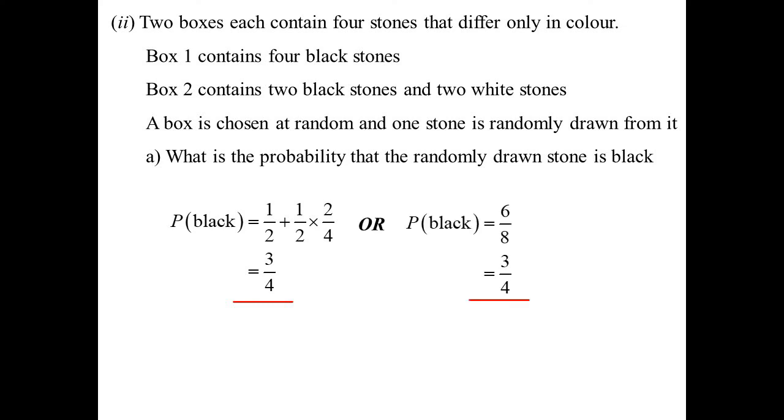Of course, the other way I could have done it is say, well, really it doesn't matter which box I pull out. I could just say, well, look, all up there's 8 stones. I'm going to pull 1 of them, and I'll get 6 of them are black. So I've got 6 in 8, 3/4. Yeah, 2 different ways you could think about that problem.